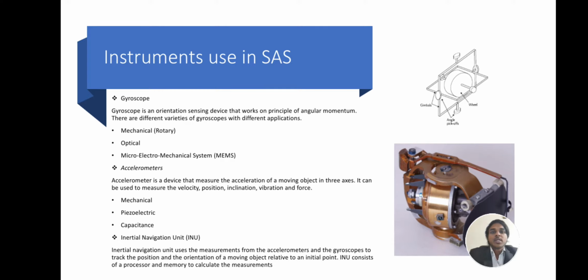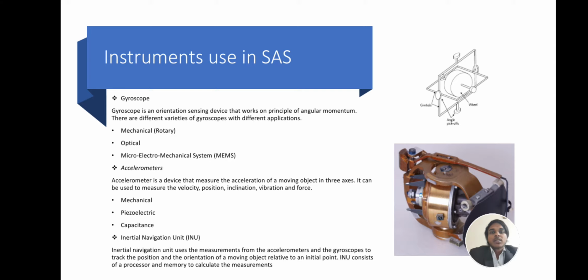Let's talk about the instrumentation that is used in the stability augmentation system. There are three major instruments in the stability augmentation system: gyroscope, accelerometer, and inertial navigation unit. First, look at the gyroscope. Gyroscopes have three major varieties which are mechanical, optical, and microelectromechanical system, which is called MEMS. Mechanical gyro works on the principle of conservation of angular momentum, the optical gyro works on the Sagnac effect, and the MEMS gyro works on the Coriolis force.